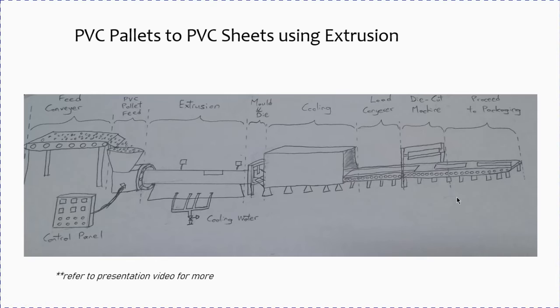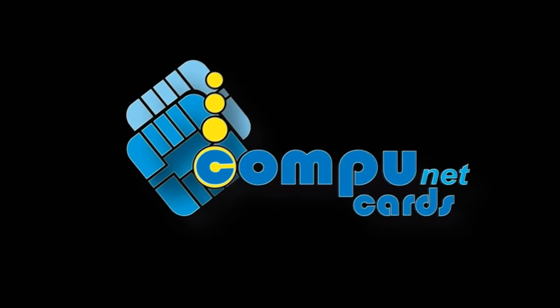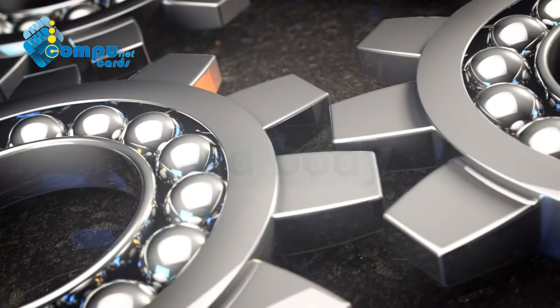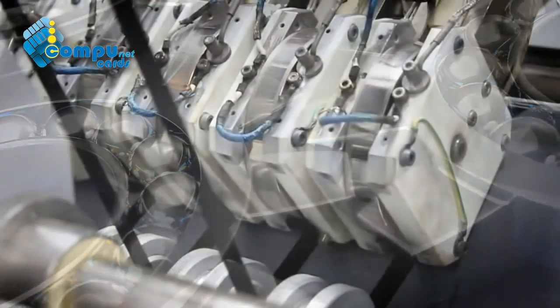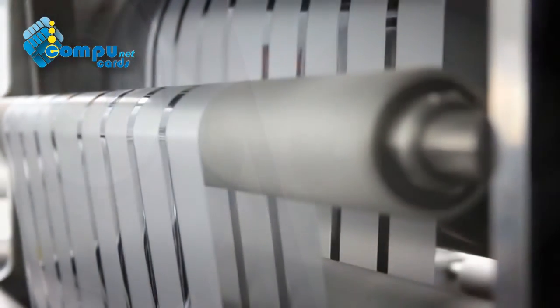The PVC sheet will then be used as raw material for plastic cards. The desired printing patterns are designed using a computer, and the PVC sheet will be fed continuously for printing. From now, I would like to show footage about PVC printing. Right after the printing of the computer patterns, the magnetic stripes will be applied on the PVC sheets as follows.